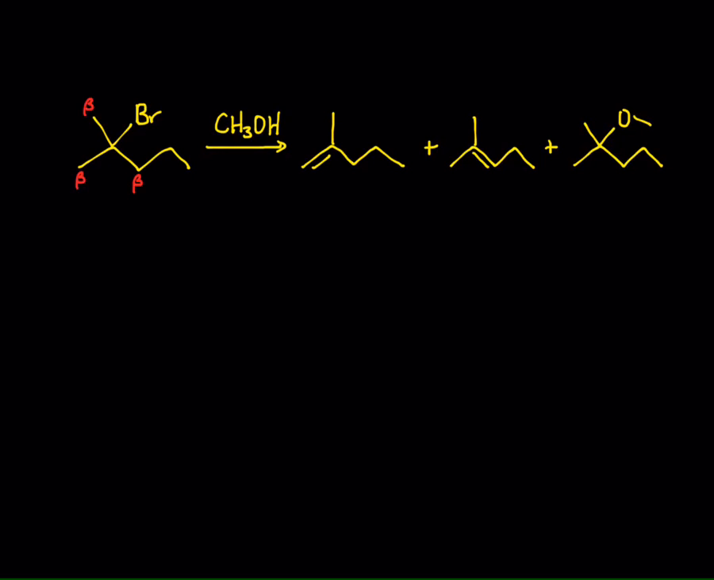Now, I do know that of the 2 alkenes that form, the product in the middle is going to be the dominant alkene. Why? Because it is a tri-substituted alkene versus a di-substituted alkene. And that's how you work on problems with E1 elimination, right? So let's look at another example.